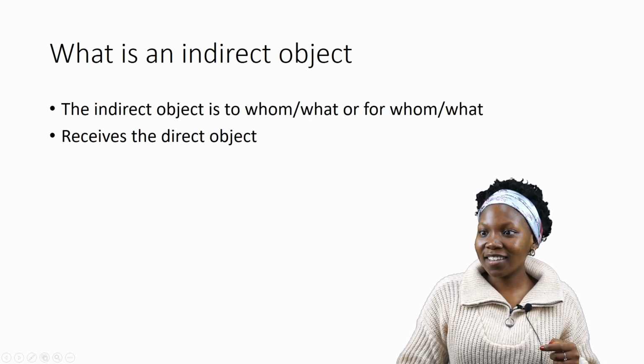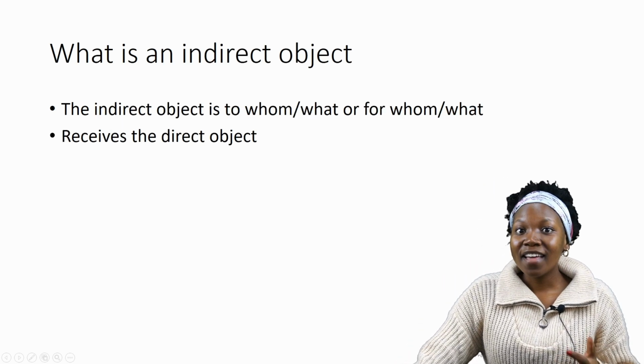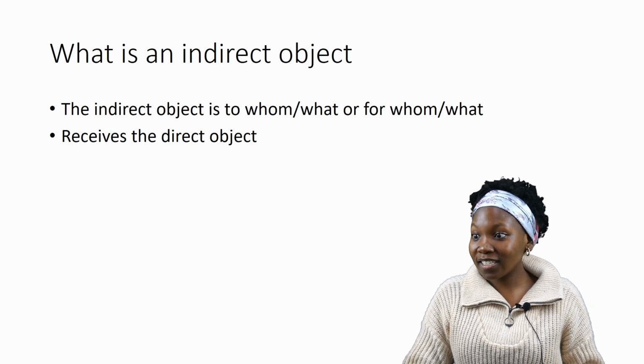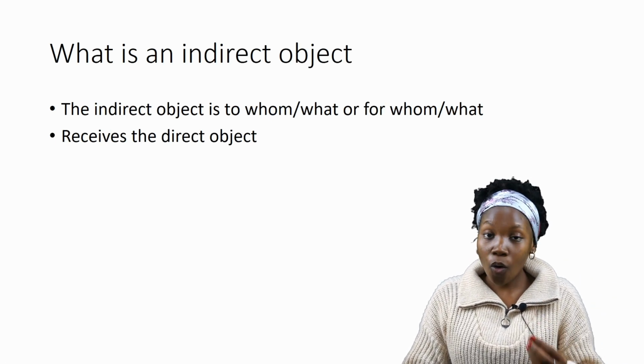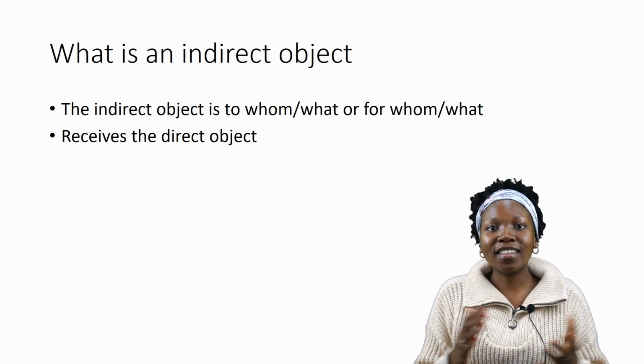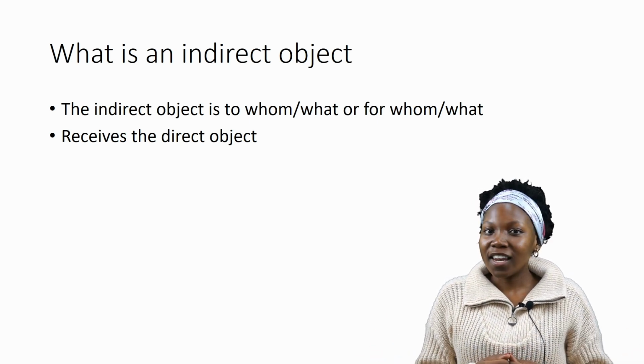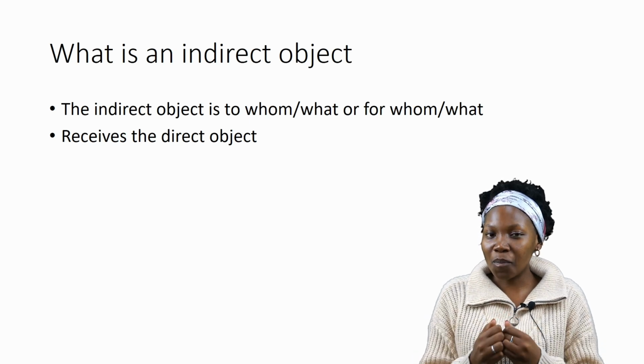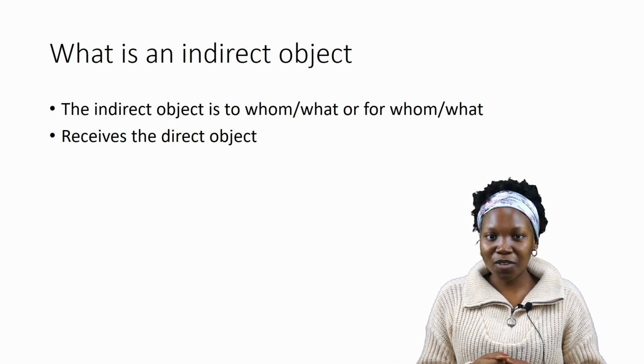Let's look at the indirect object. The indirect object is to whom, what, or for whom or what is receiving the direct object. Let's look at two examples to put this theory into practice.